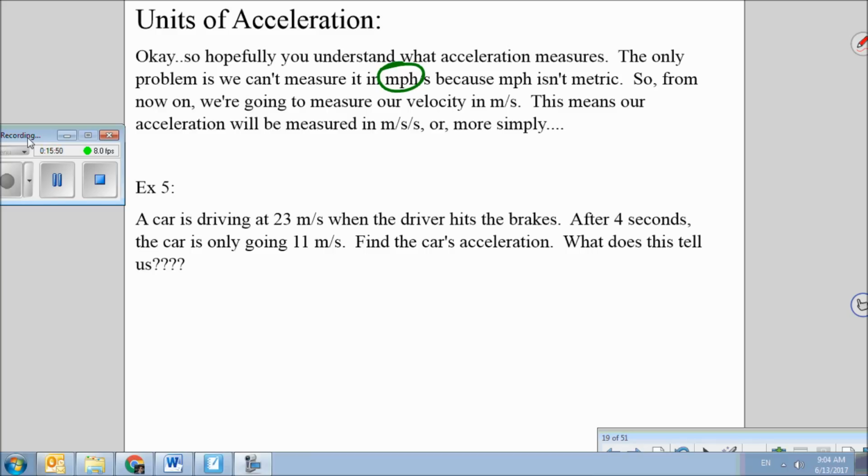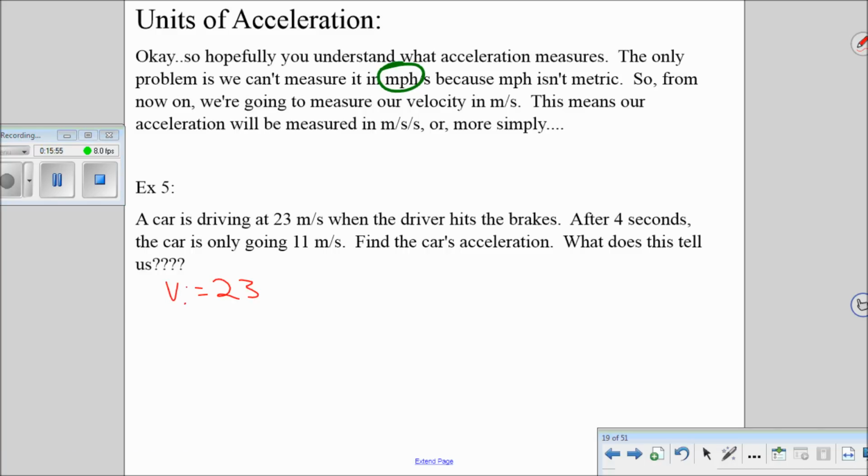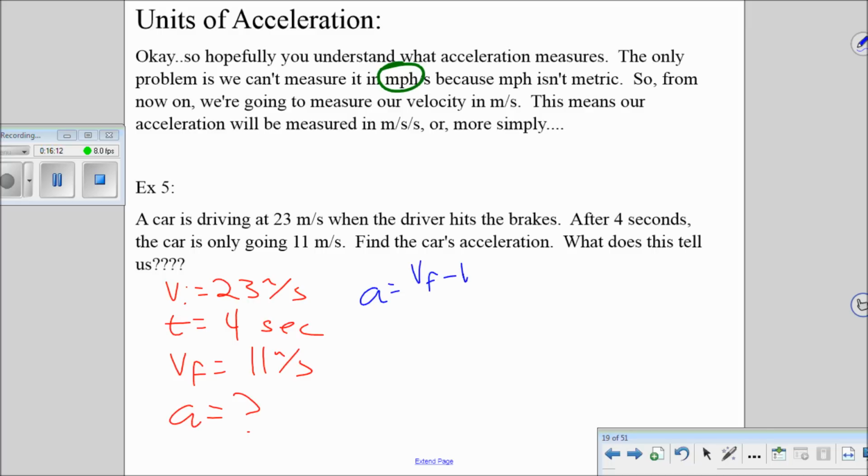Same exact process we just went through. Write out what you're given. The starting velocity of the car was 23 meters a second, because that's how fast it was moving when it began accelerating. The problem tells us it accelerates for 4 seconds until we get to a final velocity of 11 meters a second, and we want to know the acceleration. So plug in your numbers: a equals Vf minus Vi over t. The final velocity is 11, the starting velocity was 23, and the time this took was 4 seconds.